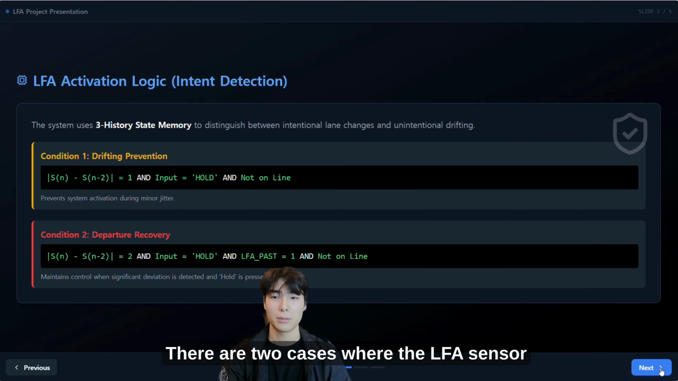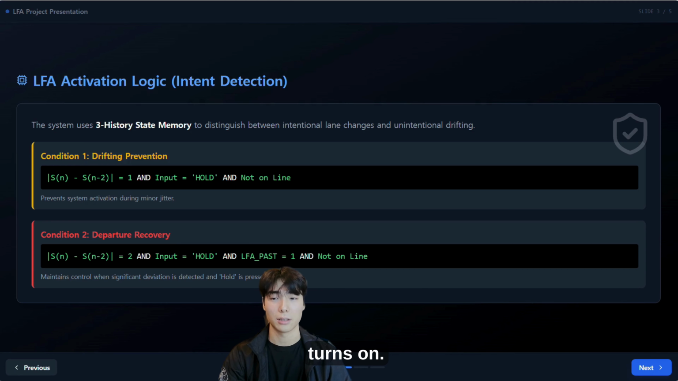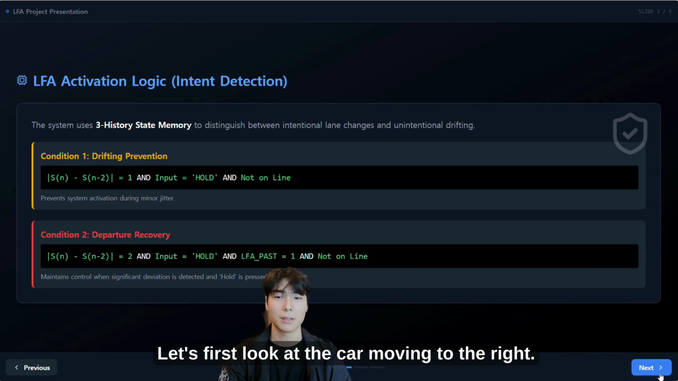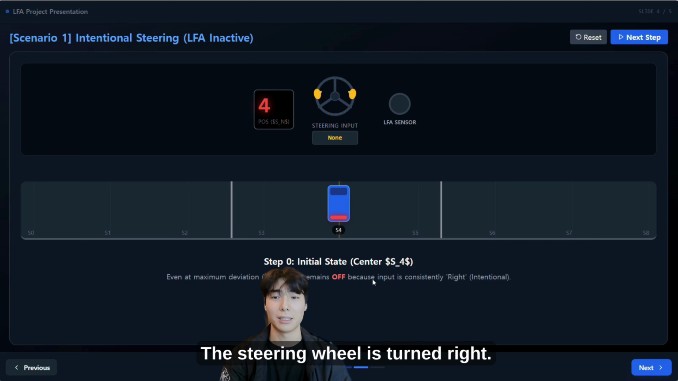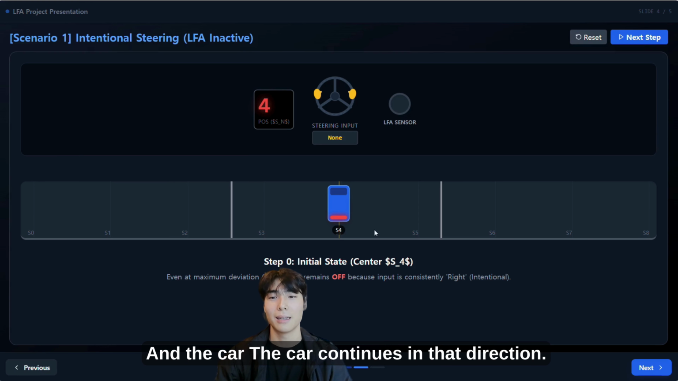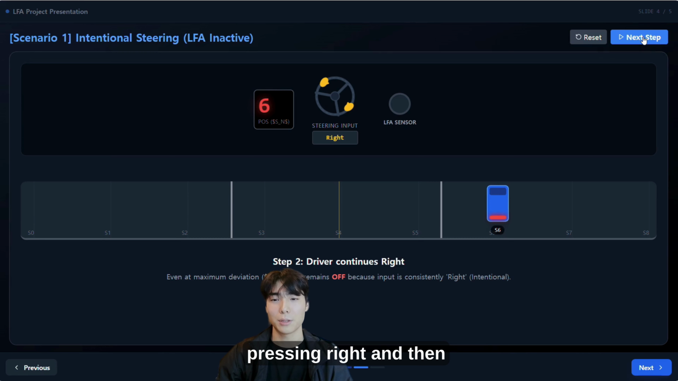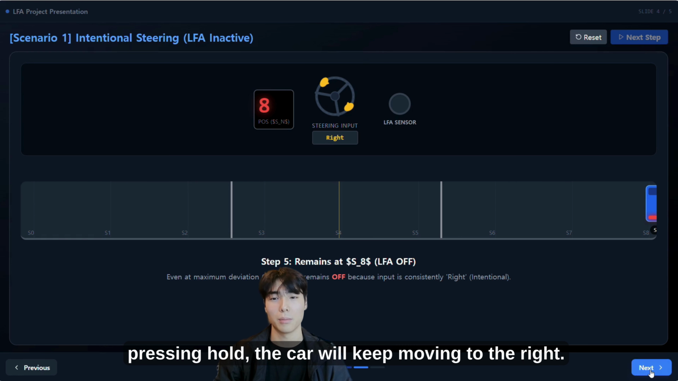There are two cases where the LFA sensor turns on. These cases are determined by analyzing human intention and deciding whether to activate the LFA sensor. Let's first look at the car moving to the right. The steering wheel is turned right, and the car continues in that direction. Even after pressing right and then pressing hold, the car will keep moving to the right.